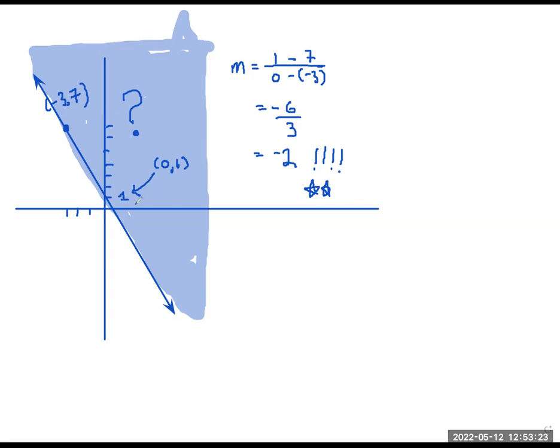Next, because my y-intercept is already given, my equation is y = -2x + 1. This is the line. It's not the blue shaded area. So how do I indicate the blue shaded area?